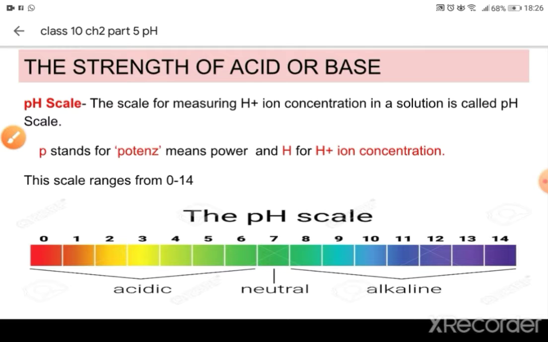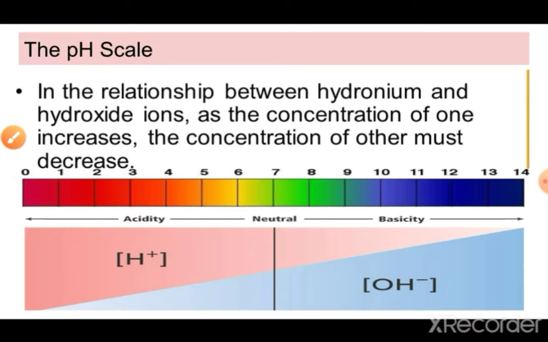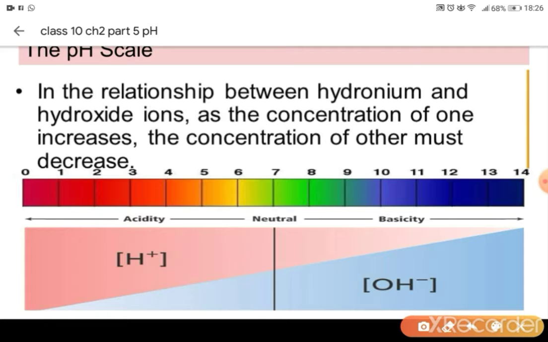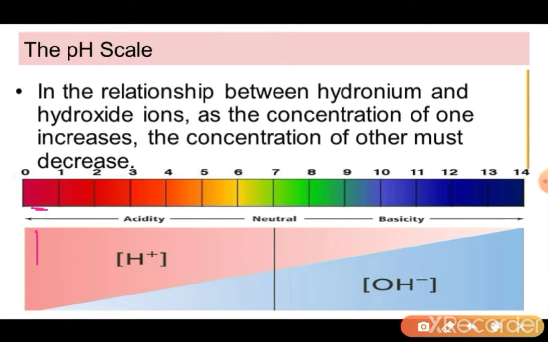Now how is it related to H plus ion? Let's understand. If the pH is 0, that means there is a large amount of H plus ion and no OH minus ion. Hydroxide ion is nil. If the pH is 1, that means H plus ion is this much and a very small amount of OH minus ion is also present. If the pH is 2, that means this much H plus ion and the OH minus ion is also there. In every solution there are H plus and OH minus ions, but if the H plus ion is more than the OH minus ion, then the solution will be acidic in nature.